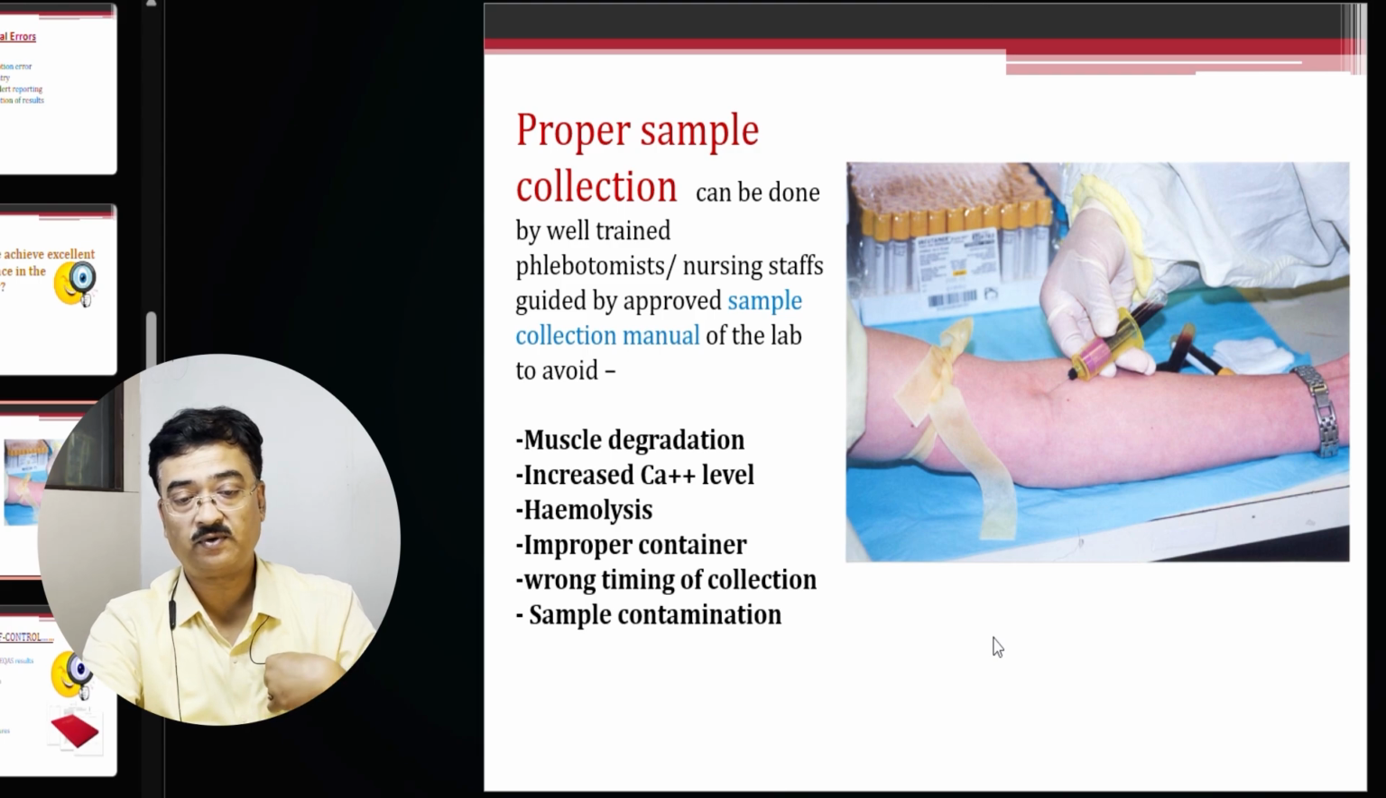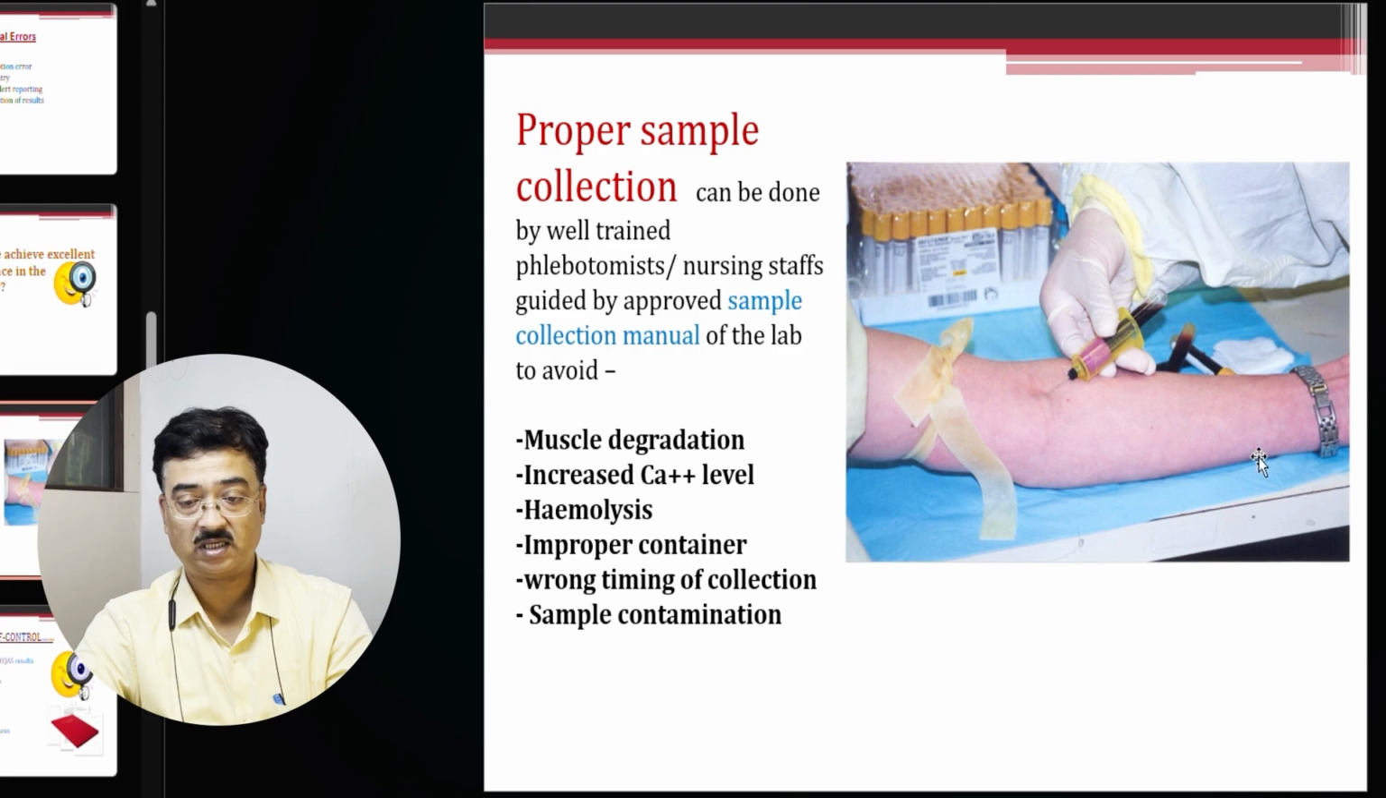First thing, you have to ensure proper sample collection. Now I'm giving you the picture. How many faults can you find in this picture? So many. First of all, this is not the right one. You should use a proper tourniquet because it may cause muscle degradation and increased calcium level. The angulation is very improper for this venipuncture. And there are a lot of other mistakes I can find.